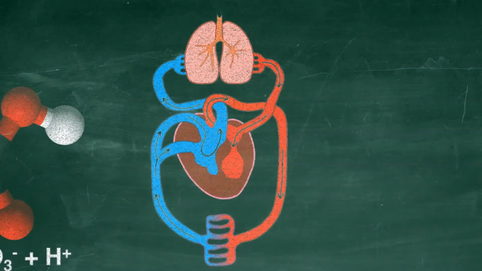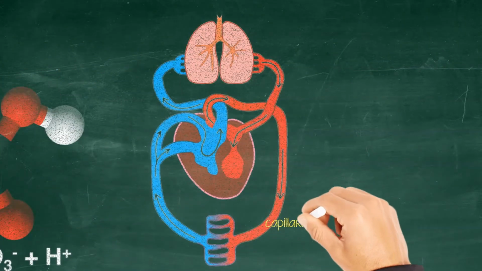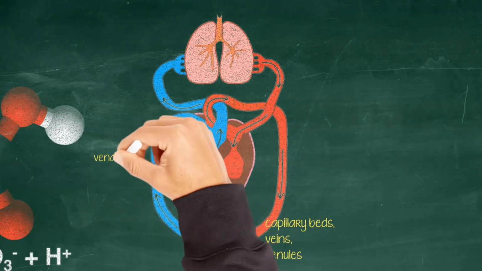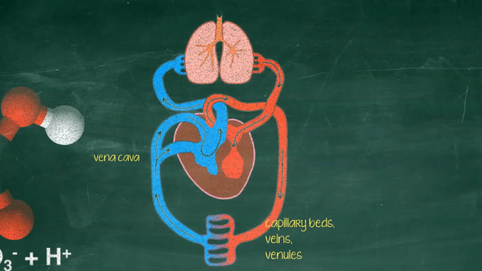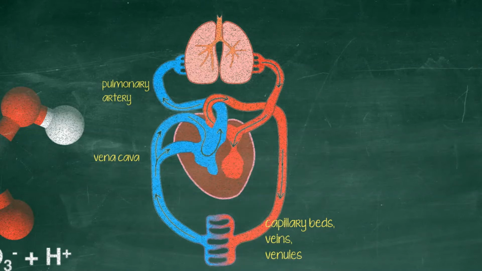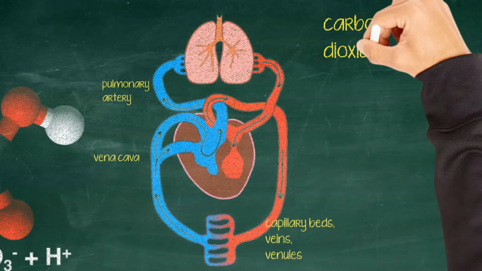of the bicarbonate anion. The vast network of venules and veins collect CO2-laden blood from the body into progressively larger vessels culminating in the vena cava. From there, the heart pumps it into the pulmonary arteries, and in the lungs, the CO2 is offloaded to the atmosphere in exchange for oxygen.